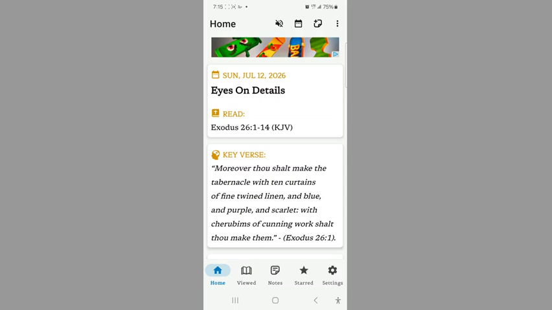Verse 10. And thou shalt make 50 loops on the edge of the one curtain that is outmost in the coupling, and 50 loops in the edge of the curtain which coupleth the second. Verse 11. And thou shalt make 50 taches of brass, and put the taches into the loops, and couple the tent together, that it may be one.